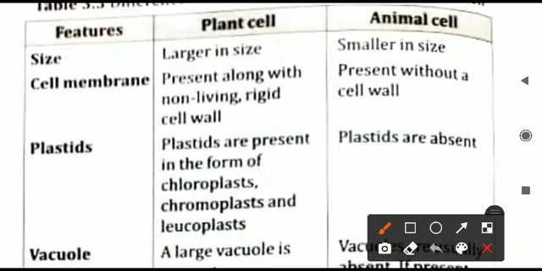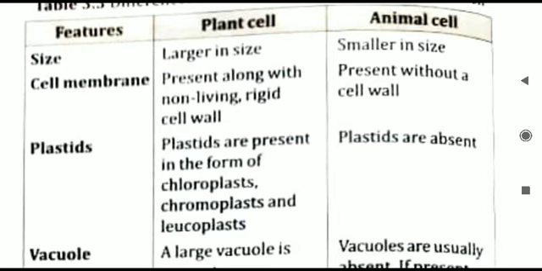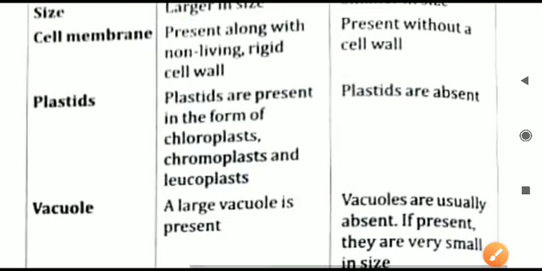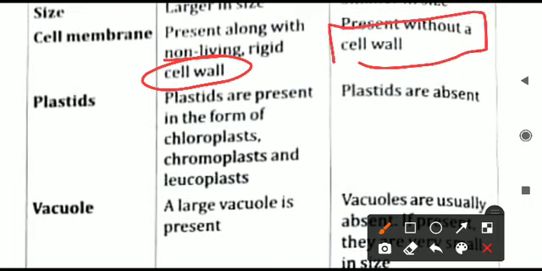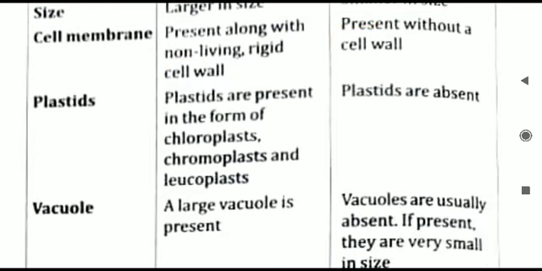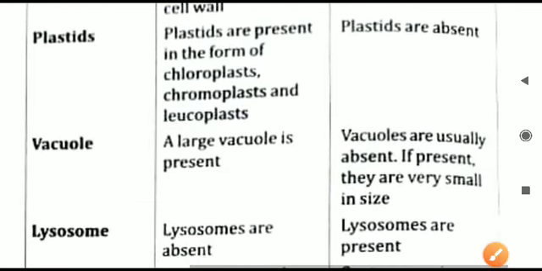The first point is about the size. Plant cells are generally larger and animal cells are smaller. Next is cell membrane. Always plant cell is having a non-living cell wall along with a cell membrane. That is, cell wall is present in plant cell, but in the animal cell, cell membrane is there without a cell wall.